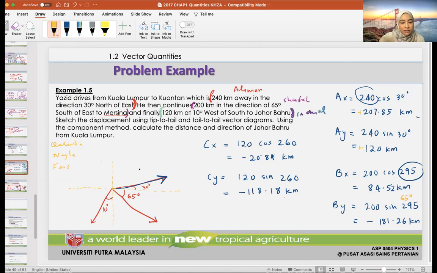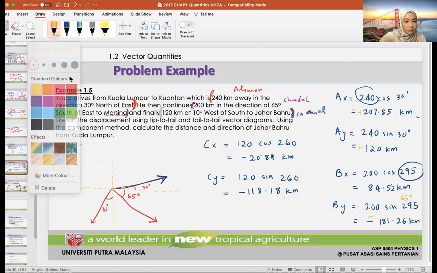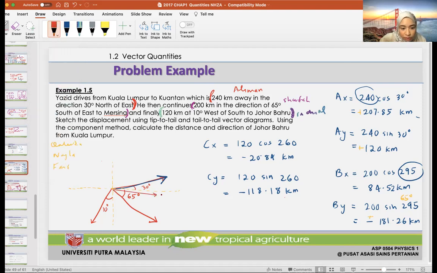I want to use, okay, this one is straightforward, we just use cosine 30. What about this one, cosine 65, we already discussed it. Sharifah used 295, I can also use 65 and that would give me a positive answer for this one. But we have to know that when we resolve it, this gives me a Bx that is positive and a By that is negative. So you have to put the negative and positive sign yourself if you are using 65 degrees.